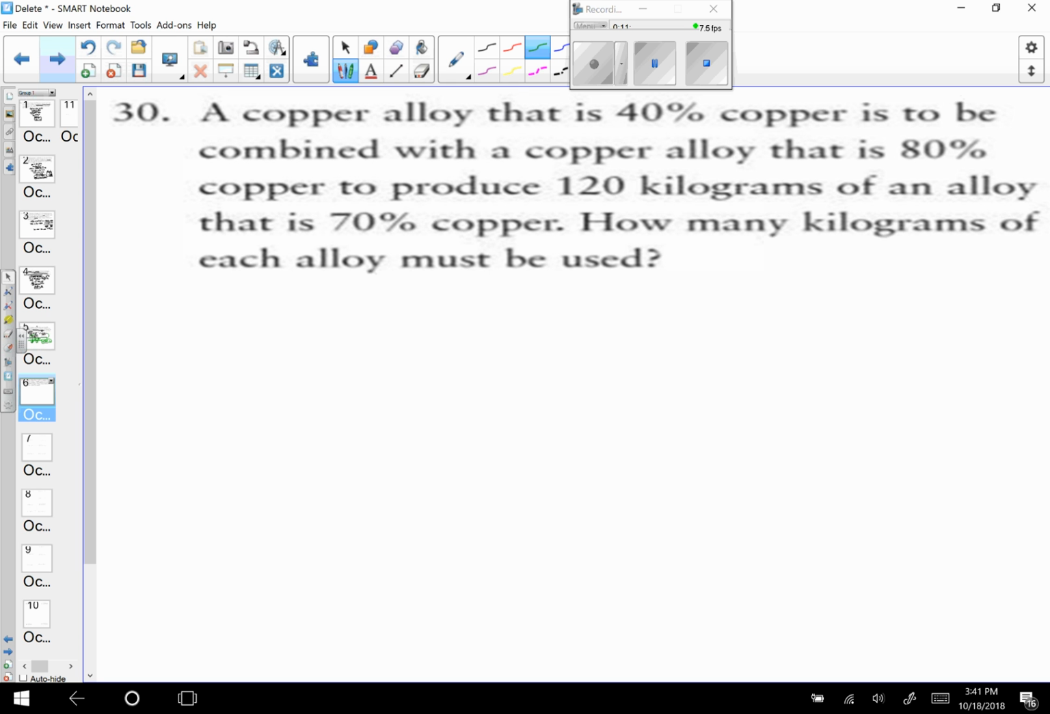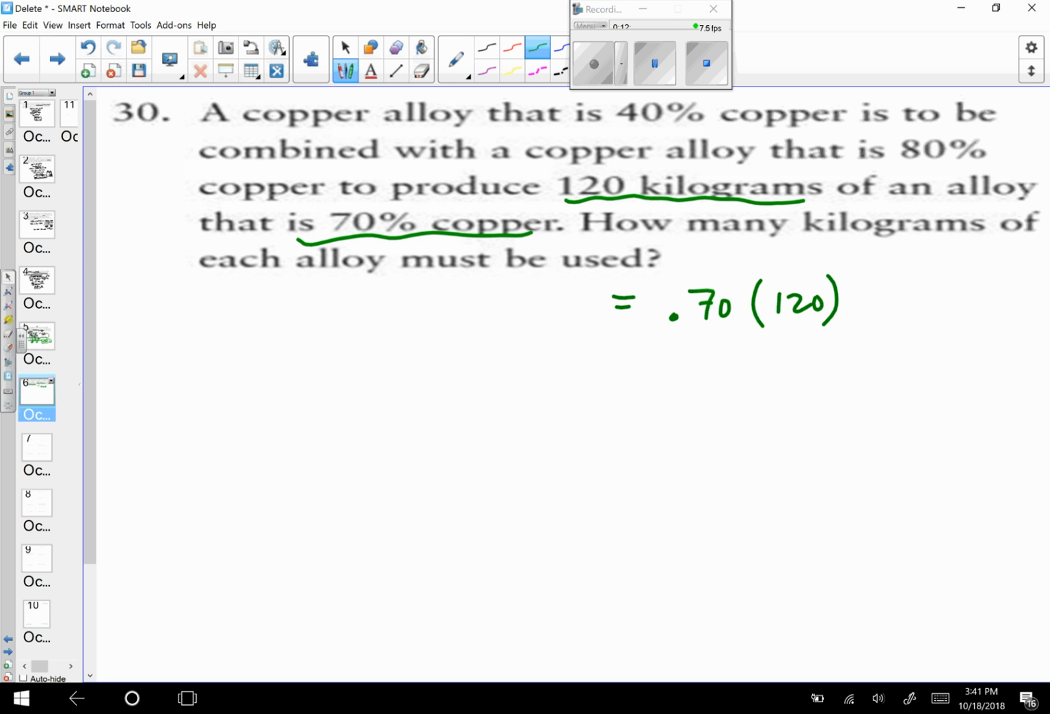A copper alloy that is 40% copper is to be combined with a copper alloy, right, that is 80% copper to produce 120 grams of an alloy that is 70%. So our mixture, right, is 120 kilograms of an alloy that is 70% copper. So that part right there is easy, right? It's 70% copper for 120 kilograms. So we have two knowns, right? What the percent is and how many kilograms of it.